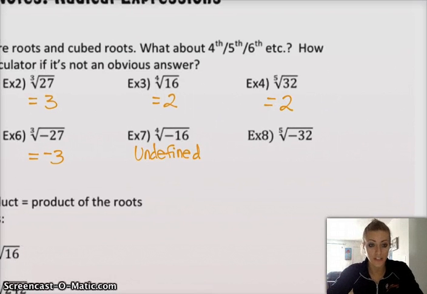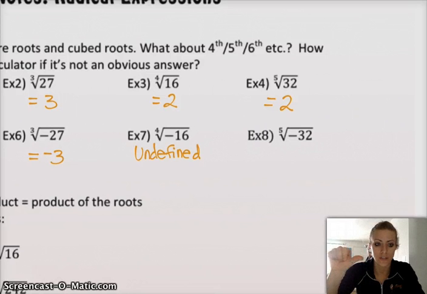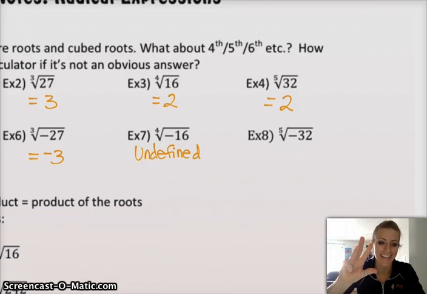The fifth root of negative 32, again, because it's an odd root, you can do negative 2 times negative 2, which is positive 4, times another negative 2, that's negative 8, times another negative 2, that's positive 16, and then times negative 2 is negative 32. So you can actually have that answer, and negative 2 is the fifth root of negative 32.